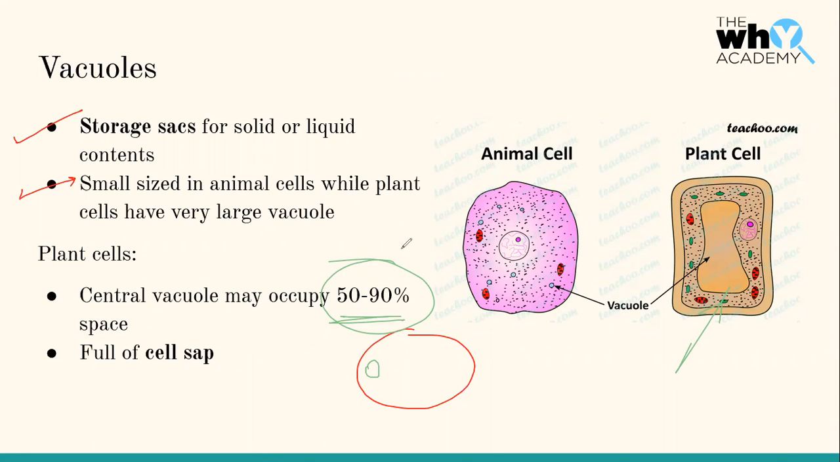This becomes important when you are drawing the diagram. You have to keep in mind that the vacuole has to be small in animal cells and it has to be large in plant cells. It's large in plant cells because it gives the plants the rigidity they require. Yes, definitely. Right.